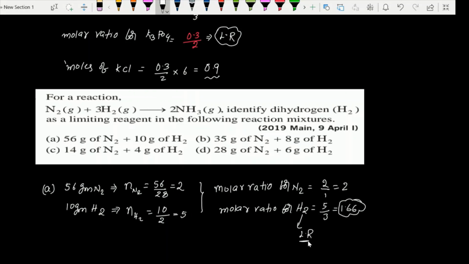So the answer you can pick directly is this option. Even the others you can check: 35 grams of N2 and 8 grams of H2, convert them into moles and check. In other cases, maybe nitrogen is the limiting reagent or there is no limiting reagent. Here, as I got it in the first option, we can complete this. So this is the easy way to find the limiting reagent, by finding molar ratios.